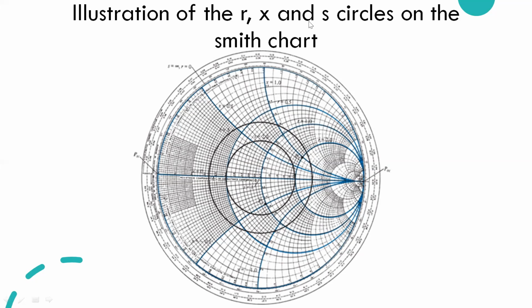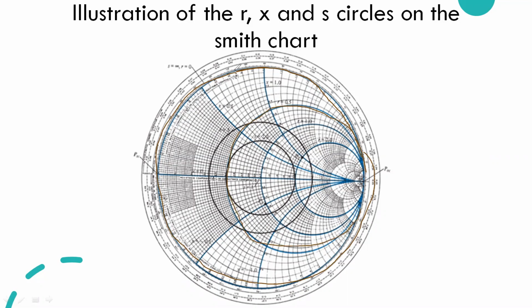So this is the R equal to 1 circle. Let us denote it here. This is the circle for R equal to 0. The next circle is R equal to 0.5.